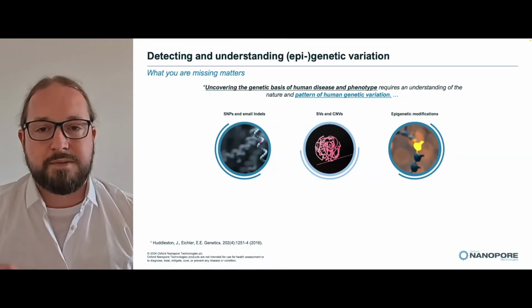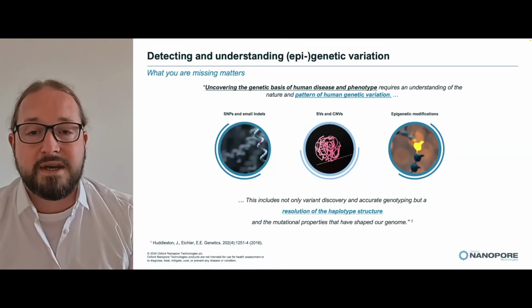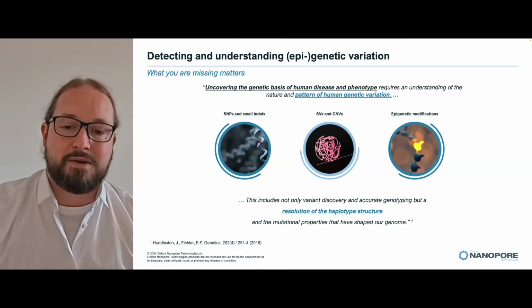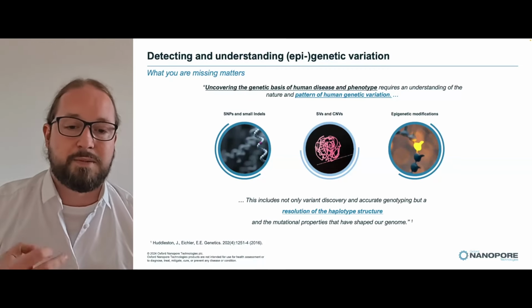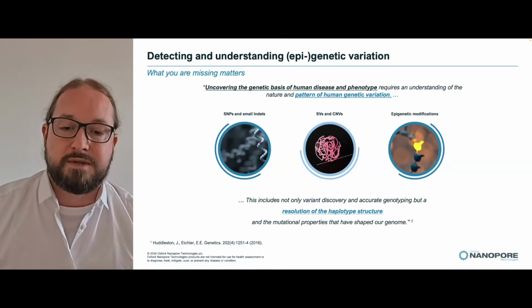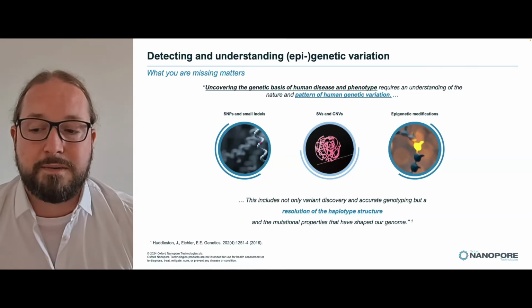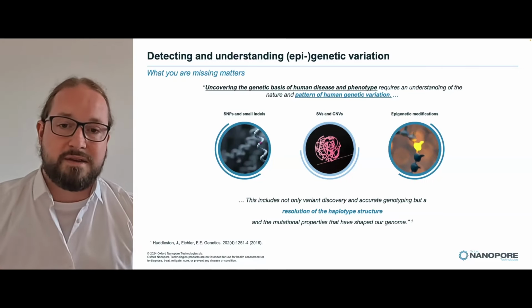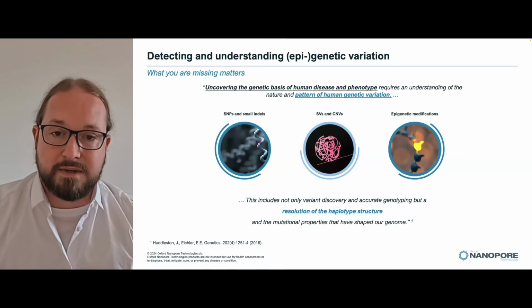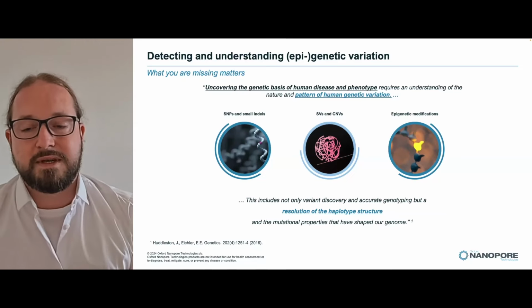But that's only half the picture, because the quote goes on and says you don't only need that, but you also need to understand the haplotype structure of the human genome. You need to resolve which haplotype these variants are on. And so this is basically, in a nutshell, what I want to show you today using nanopore sequencing.